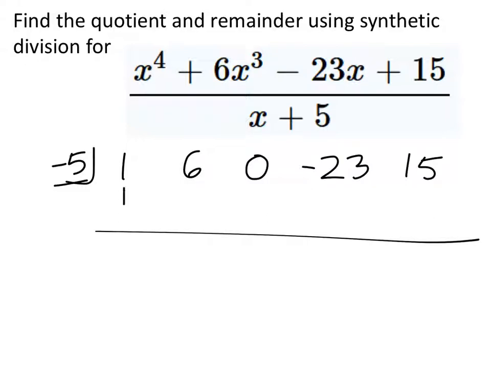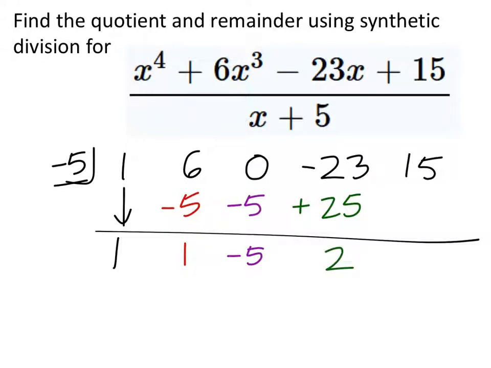All right, first of all, always drop the 1. 1 times -5 is, well, -5. 6 minus 5 is 1. 1 times -5 is -5. 0 minus 5 is -5. -5 times -5 is 25, and that's nice because it'll kind of equal out that negative 23. It's positive. So we end up with 2 there. 2 times -5 is -10. And 15 minus 10 is 5. So that's going to be our remainder.